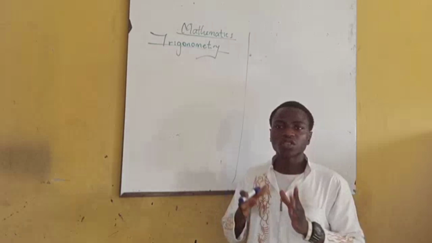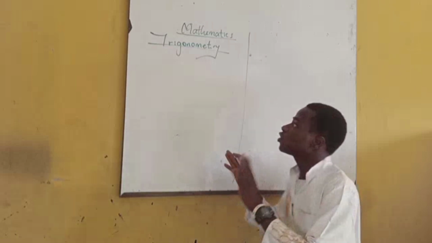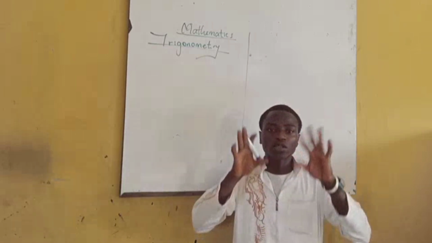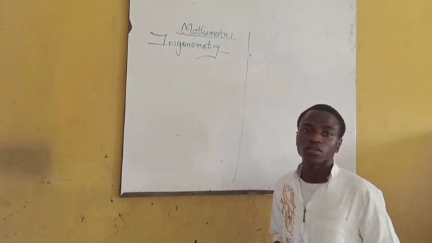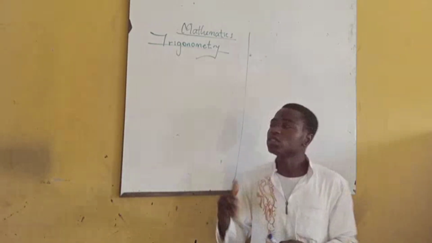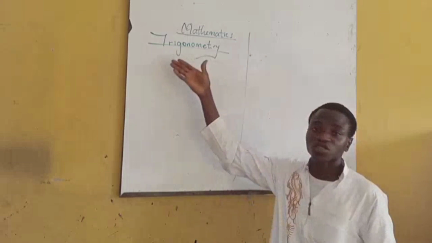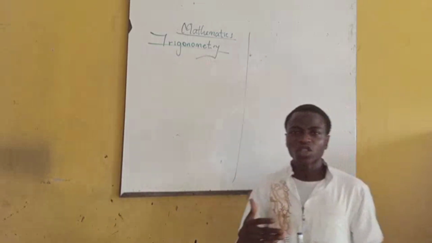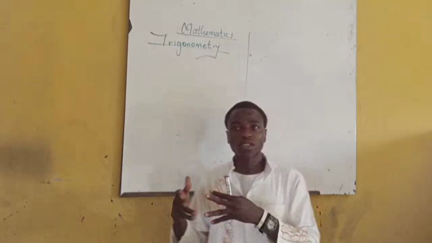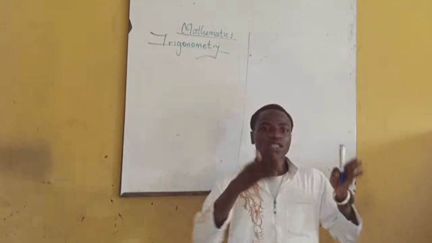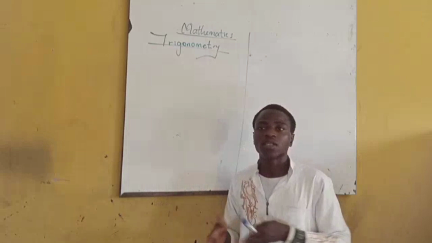Trigo implies triangles, that is, shapes with three sides. Metry is just measurement. So it means talking about how we measure what? Triangles. Now, the word trigonometry can be defined as the branch of mathematics concerned with the way we deal with some functions of angles in calculations.